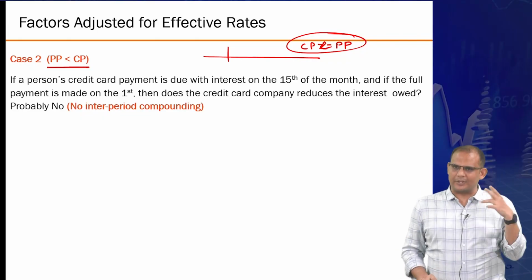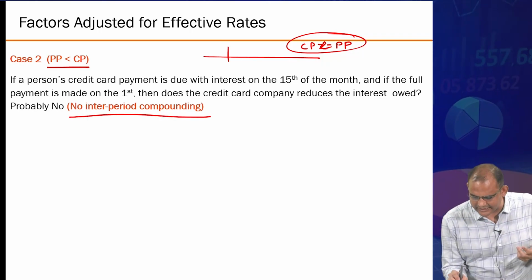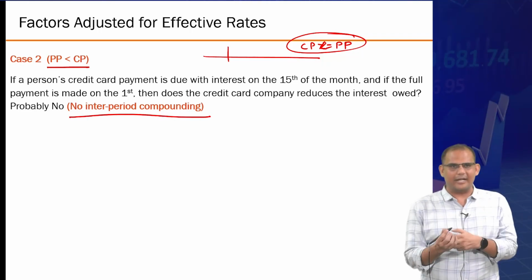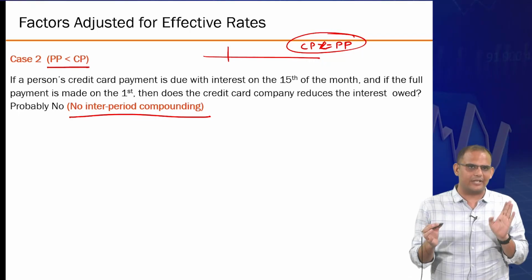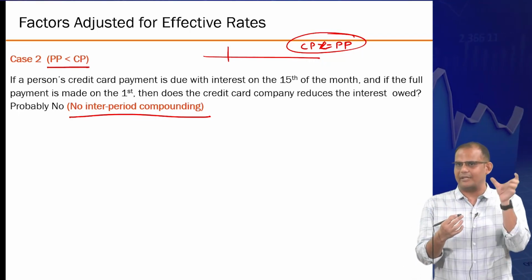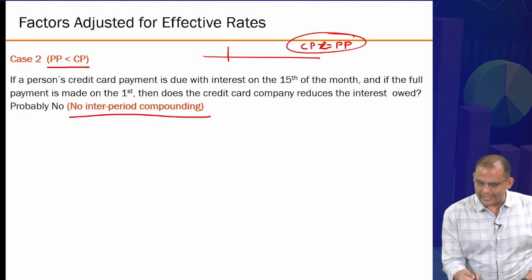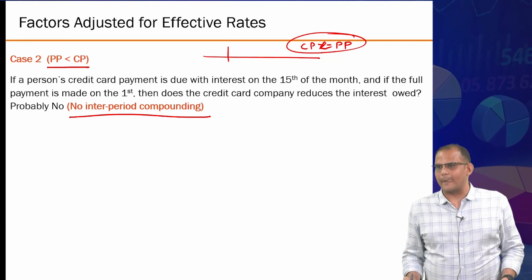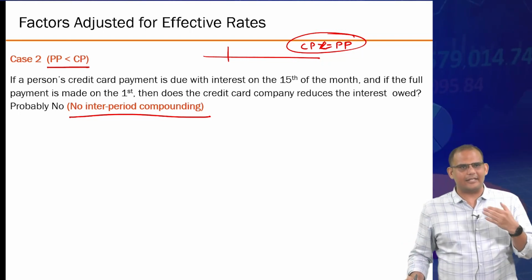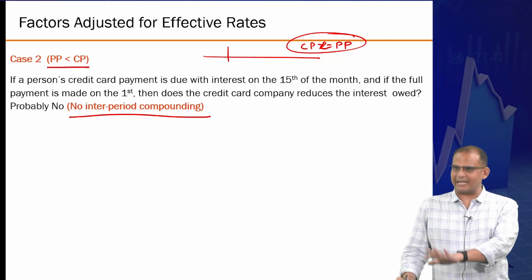Now there are two conventions. One convention is a little bit old, from when computers were not there. The idea was you simplify the calculation, because this is usually not going to be a huge difference between the payment period and the compounding period. So you make an assumption that there is no inter-period compounding. So you just disregard the fact that there is any compounding at all. How to handle those situations, I will tell you.